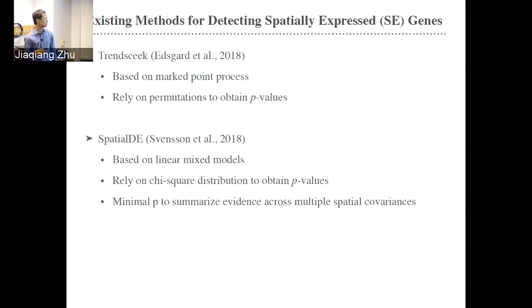The second method is SpatialDE, which is based on linear mixed models. In this method, they partition the expression variation into two parts, a spatial component and a random observation noise. So it tests whether the expression levels of locations covary in a manner that depends on the relative locations. This method constructs a likelihood ratio statistic and relies on the chi-square distribution to obtain p-values. And finally, it uses a minimum p-value rule to summarize evidence across multiple spatial covariance matrices.